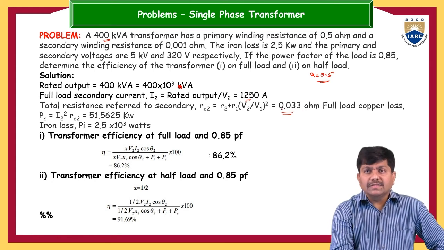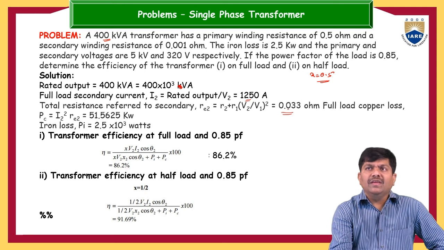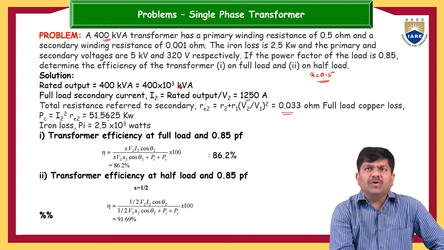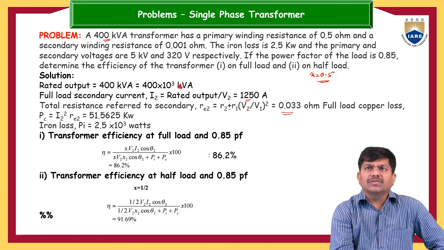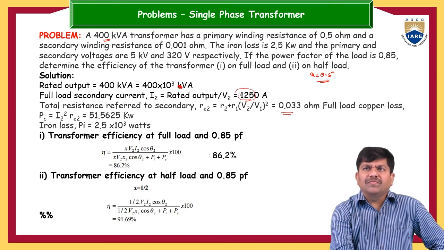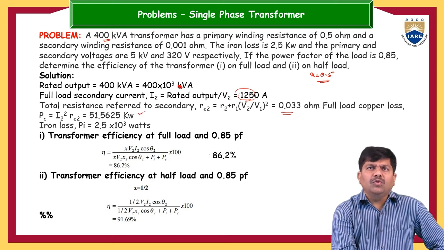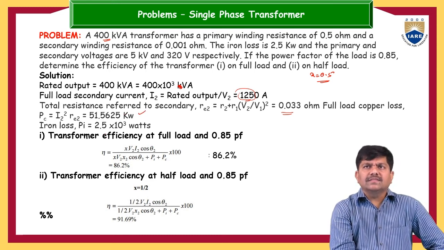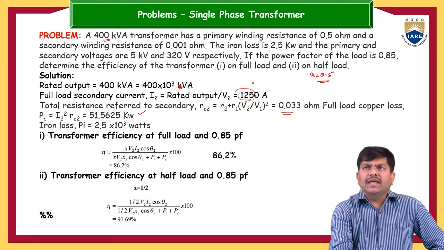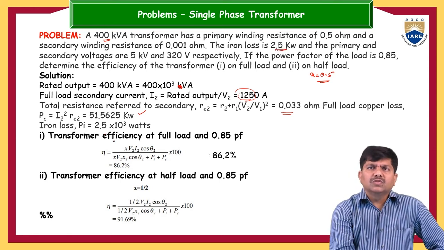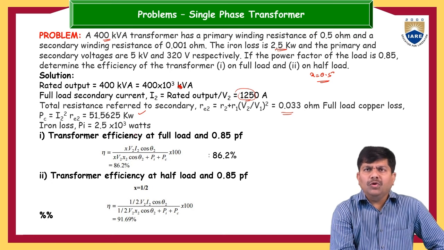On full load, the copper loss is also very, very important. So full load copper loss is equal to I2 square into R02, or R2 equivalent. If you substitute this I2 current 1250 whole square and this resistance, we get 51.5625 kilowatt. So what is the iron loss? They have clearly given the iron loss is equal to 2.5 kilowatts, so 2.5 into 10 cube watts. So these are the losses the transformer has under full load conditions.